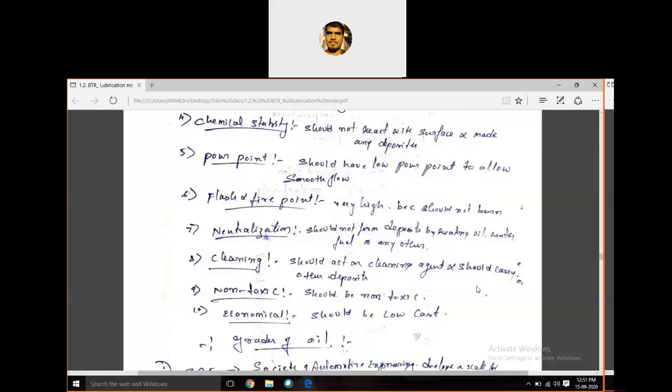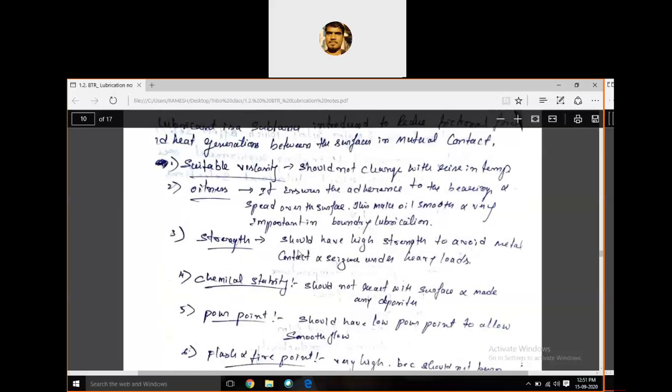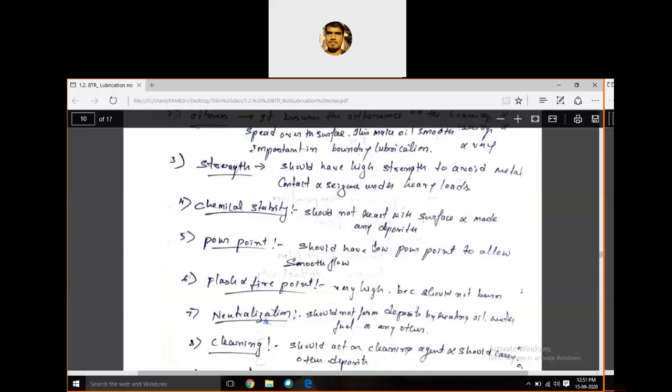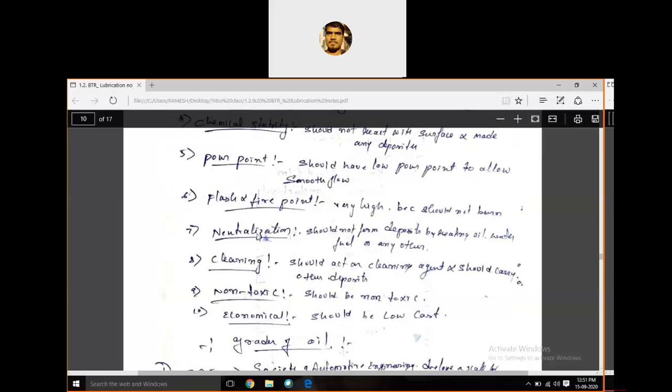Next, the last important property is based on the cost. That is, it should be economical. It should be low cost, then only we can easily use it. If it is high cost, we cannot use it. If we use it also, the process may become very costly. So it should be economical. So these are some important properties: suitable viscosity, oiliness, strength, chemical stability, pour point, flash point, neutralization, cleaning, non-toxic, economical.